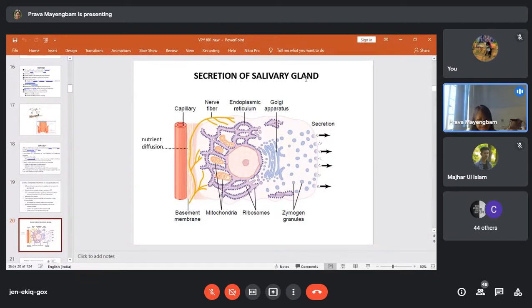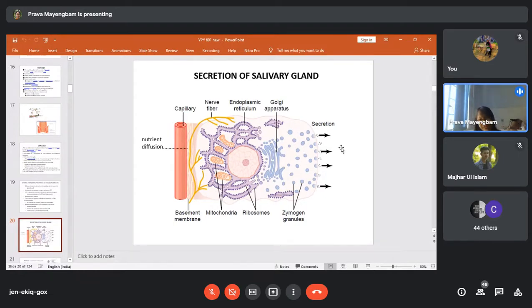Say, for example, for secretion of the salivary gland, when food is present in the mouth, it gives irritation on the buccal mucosa. The buccal mucosa has sensors, and they give a signal to the brain, and from the brain the signal comes for the secretion of the saliva.